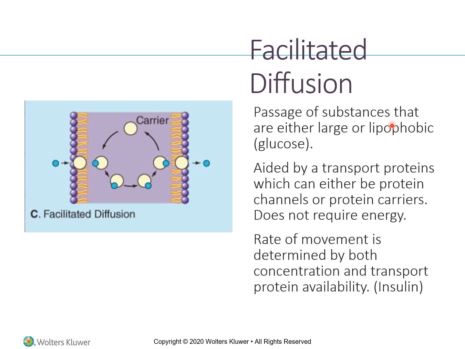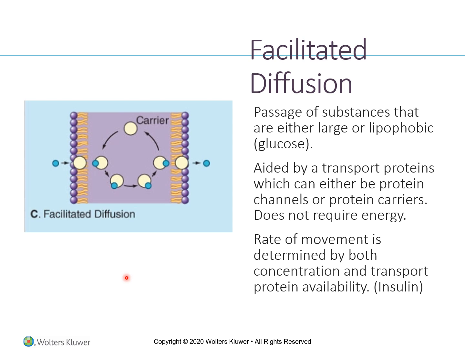The next type of movement across the cell membrane that we'll talk about is facilitated diffusion. Facilitated diffusion is the passage of a substance across the cell membrane that is either too large to pass through readily or is lipophobic. Okay. An example of that is a glucose molecule. And in the picture, this demonstrates facilitated diffusion.